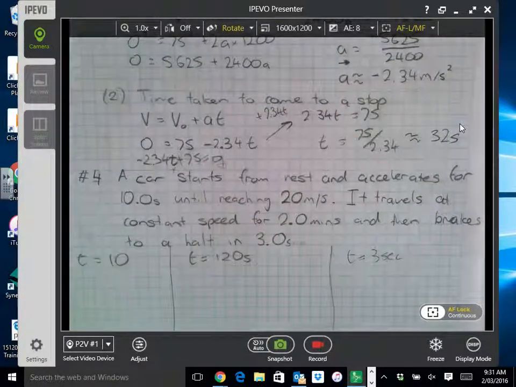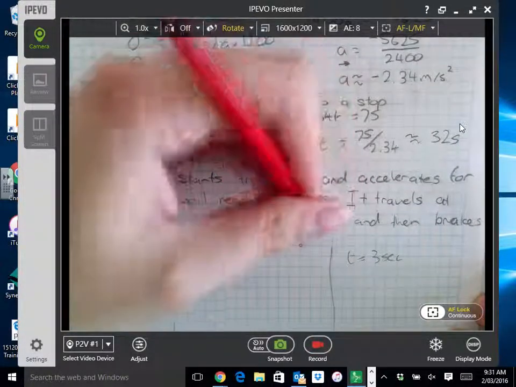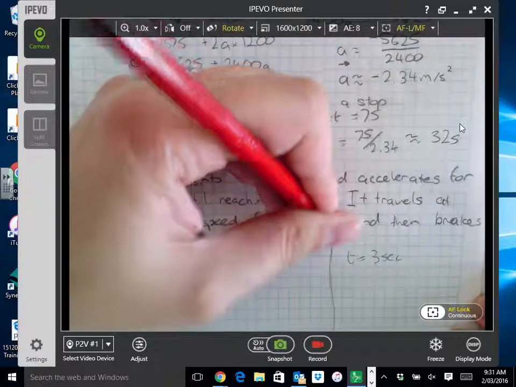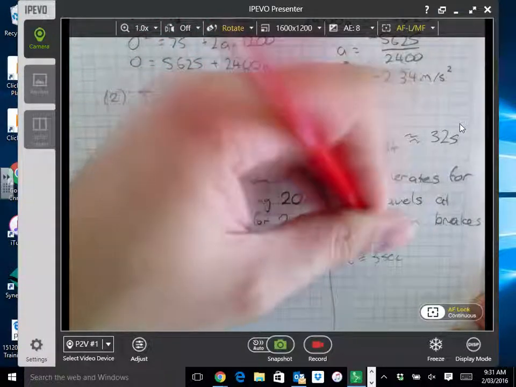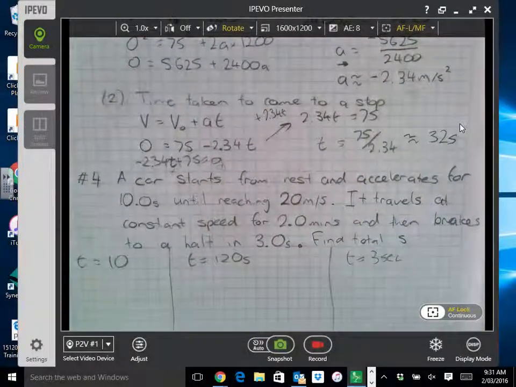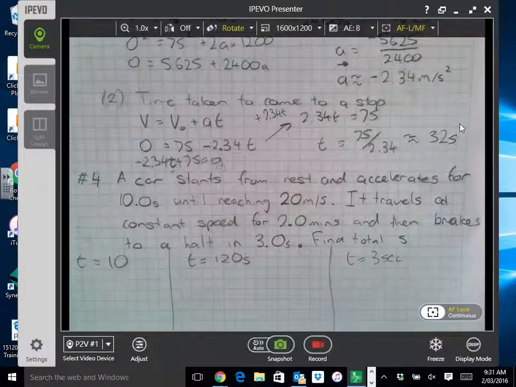Now the question is asking, sorry, I actually didn't write the question in here. Find the total distance traveled. So I didn't actually write the question. Yeah, find total distance traveled. To do that, I have to work this out in 3 parts.